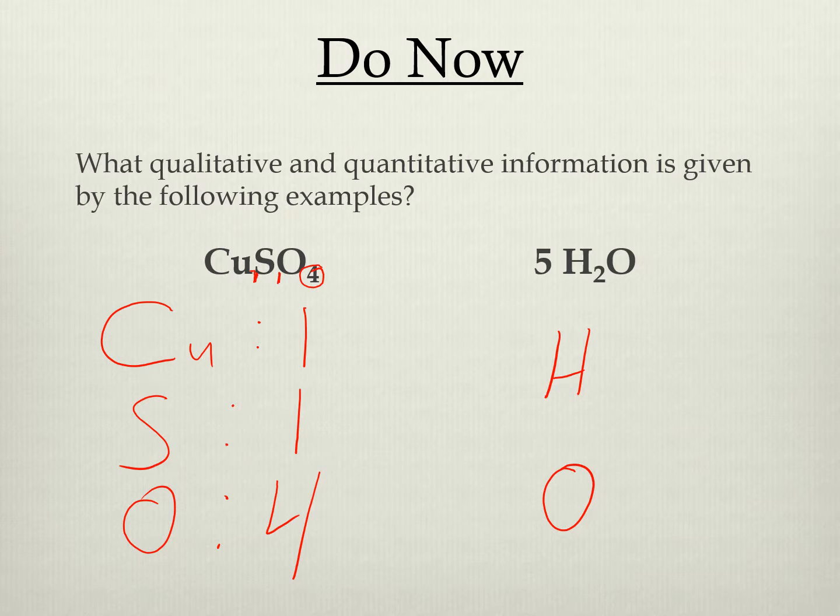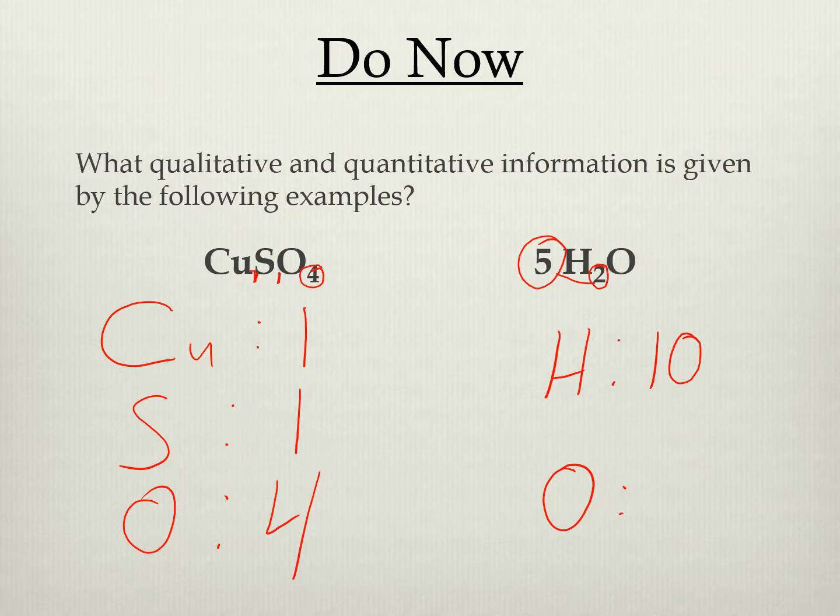On the one on the right, we see that in each H2O molecule, a little 2 is there. So there will be 2 hydrogens in each molecule of water. However, because we have this big 5 in front, we can multiply these two numbers so that altogether they're going to be 5 times 2 equals 10 hydrogens. Each water molecule has 2 hydrogens. Because there are 5 water molecules total, there are 10 hydrogens in all.